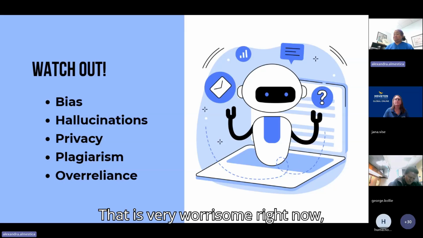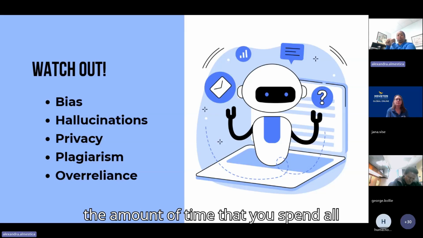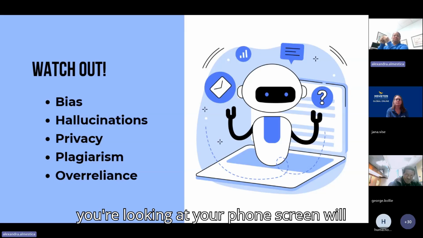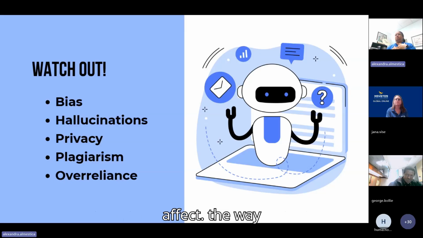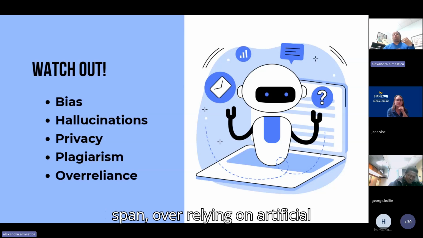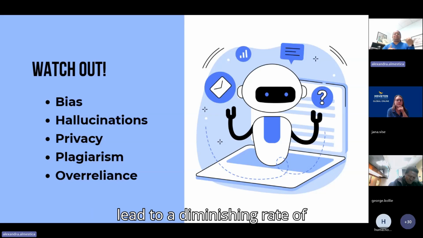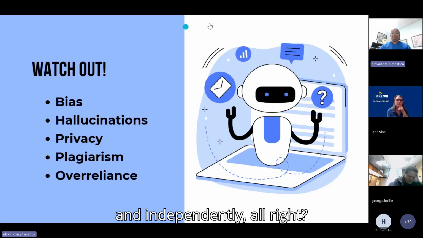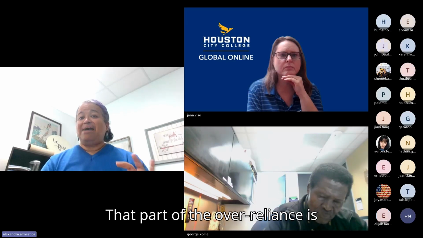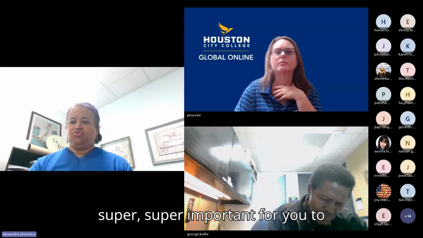That is very worrisome right now, because just as people will tell you that the amount of time that you spend looking at your phone screen will affect the way that you think, or your attention span, over-relying on artificial intelligence to produce content can also lead to a diminishing rate of your ability to think critically and independently. All right. That part of the over-reliance is super, super important for you to consider.